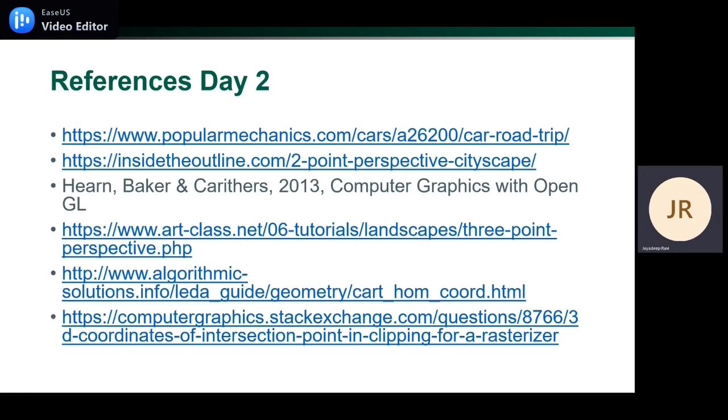And these are the references that we used for perspective projection and parallel projections.